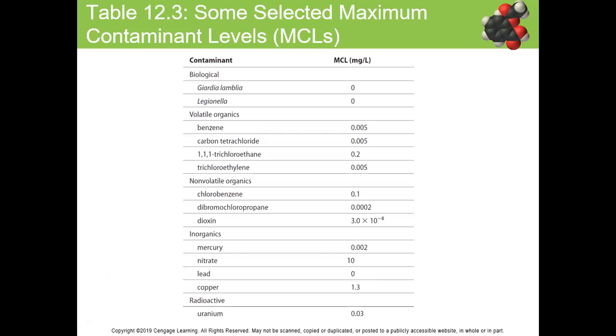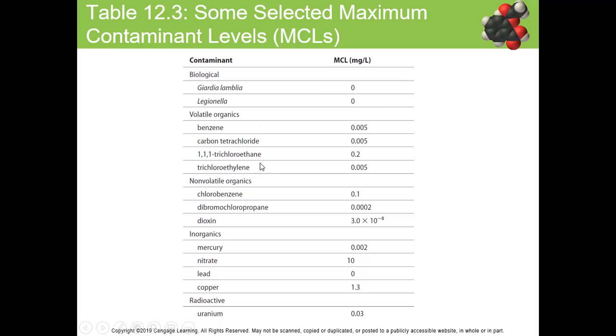So here are some of the contaminants that, for instance, you would see on one of these reports. Our report is really long. The one that our town sends out is about 3 pages long. But it gives some biological contaminants. And what's the accepted level? 0. You don't want any of this in your drinking water. So that's not acceptable.